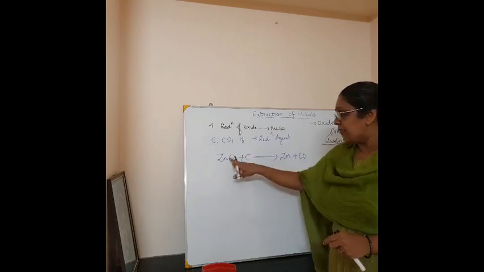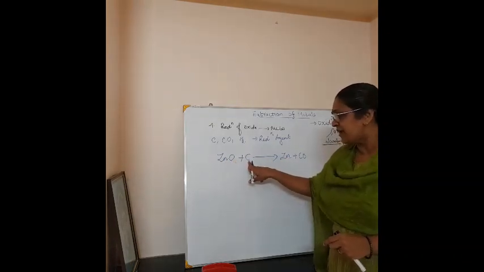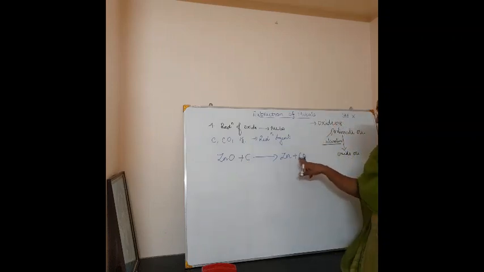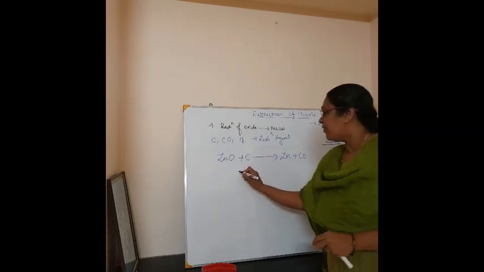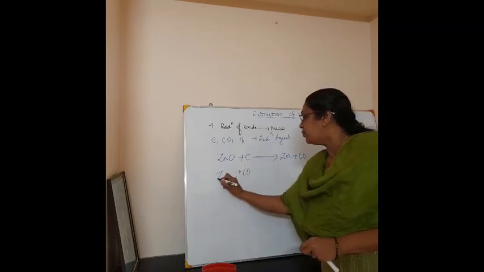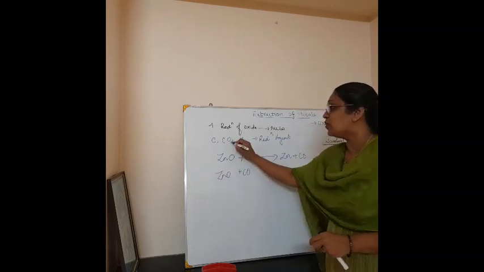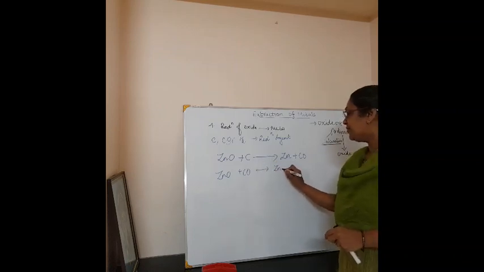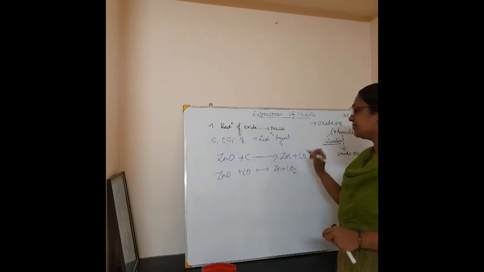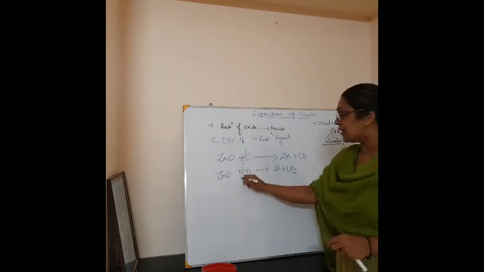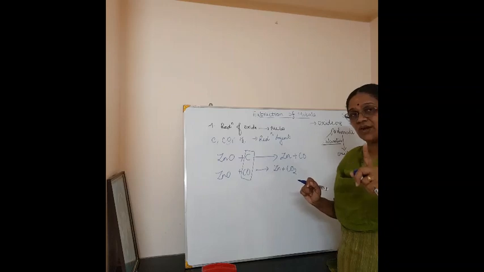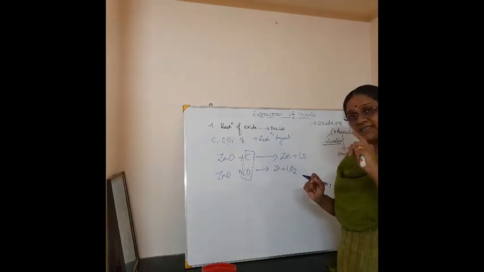That is, the zinc oxide, when you treat it with carbon, you will get what? Zn plus CO. Or if you use carbon monoxide, that is also a very good reducing agent. What will happen? You will get Zn plus carbon dioxide. So these two are the reducing agents. Hope you understood clearly what is a reducing agent as well as an oxidizing agent.